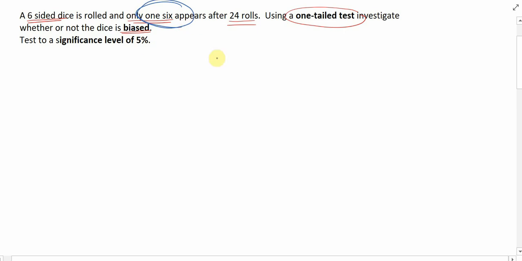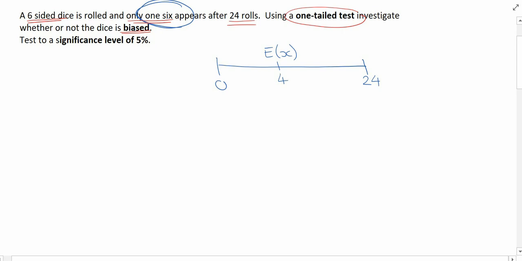Okay, so let's have a look at this. Let's just try and draw a picture. So we could have no sixes. We could have 24 sixes, but how many would we expect from a fair dice? Well, a sixth of the time we'd expect a 6. So a sixth of 24 is 4.